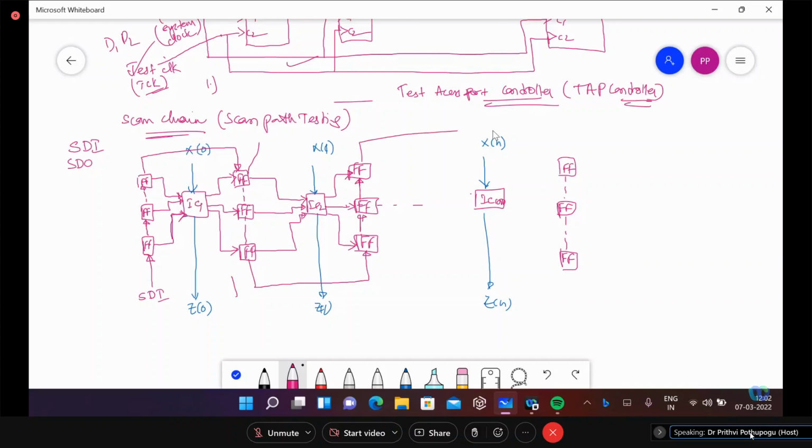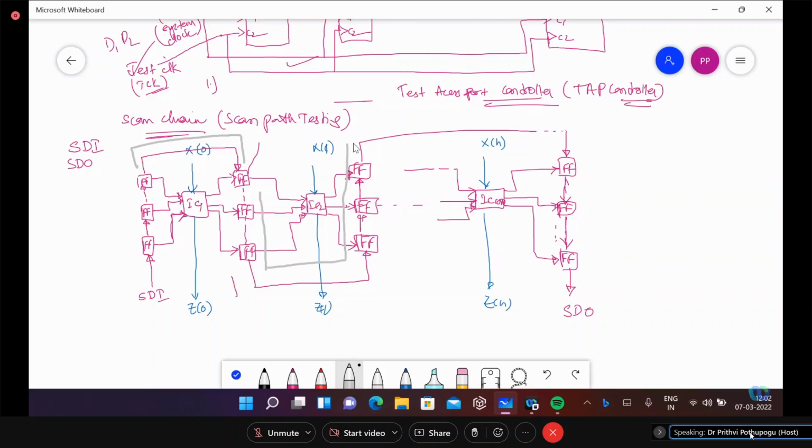Scan path using the scan chain. Now the last flip-flop gives you SDO. Hope you understood how we are testing and storing the data, both ways. So this path is nothing but your scan chain.